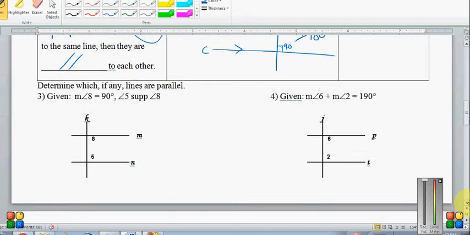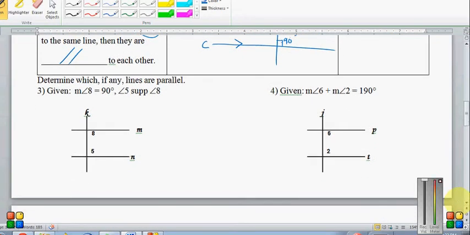So determine which, if any, lines are parallel. We're given that the measure of angle 8 is 90. So this is a right angle right here. And we're given that angle 5 is supplementary to angle 8. Angle 5 being supplementary to angle 8 means that these have to add up to 180. So if angle 8 is 90, 180 minus 90 leaves us with 90 again. So angle 5 also has to be 90. These two lines, M and N, are both perpendicular to K.